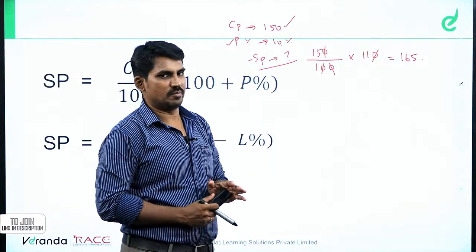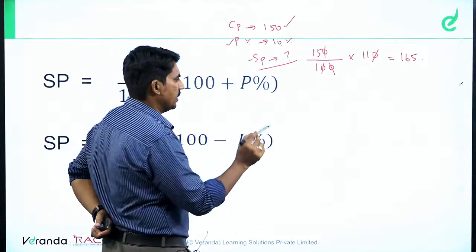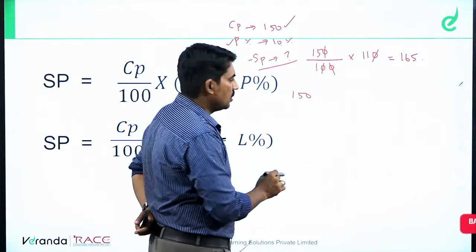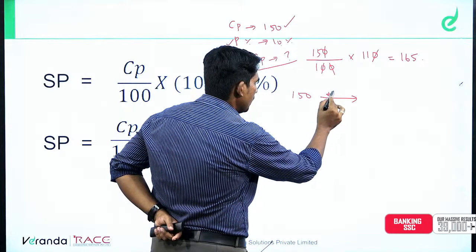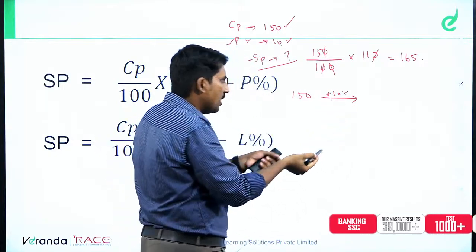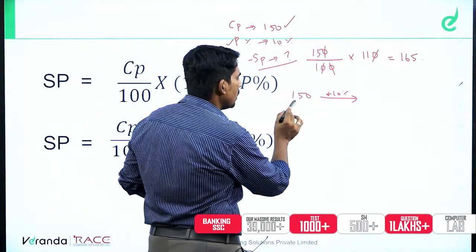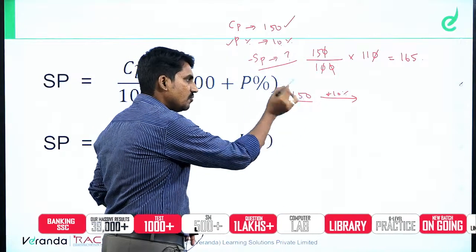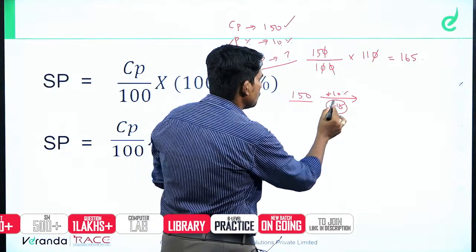We will get the selling price, right? Now listen carefully: a 150 rupees product, for that 10% profit is added. That is, the money value increases by 10%. 10% of 150, what is the value? 10% of 150 is 15. Therefore, we have to add 15 rupees to this price.